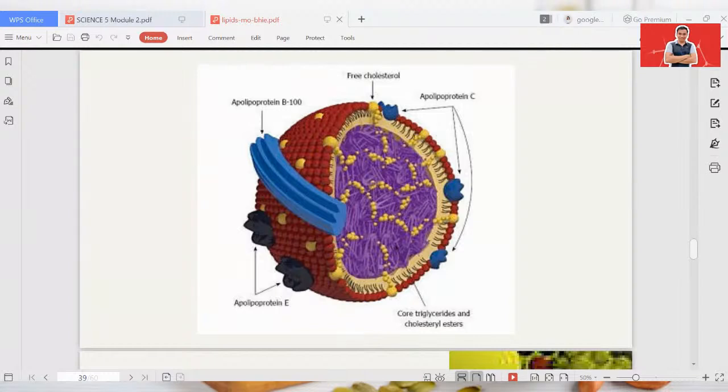So that is the structure of the VLDL. It consists of free cholesterol, triglyceride, and esterified cholesterol. Then you can see the apolipoproteins: apolipoprotein E, apolipoprotein B100, and apolipoprotein C. Always remember that each lipoprotein consists of different apolipoproteins, so this may come out in a quiz.